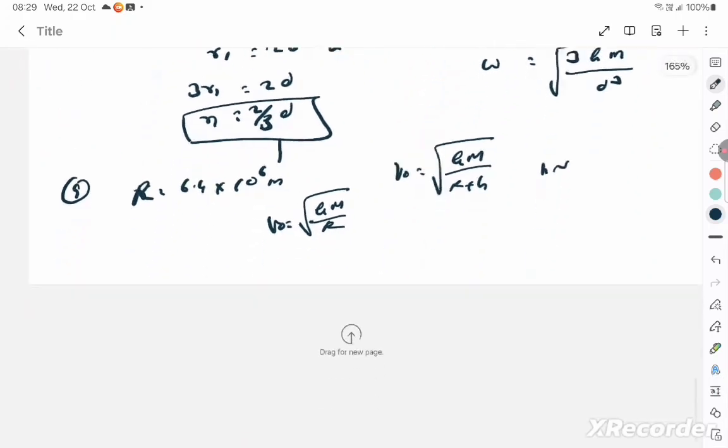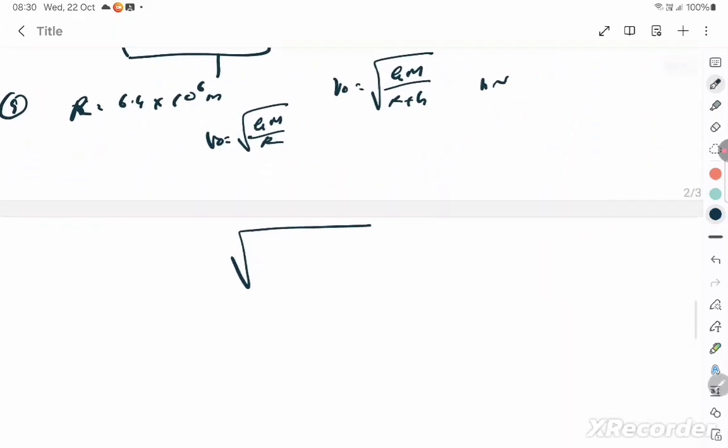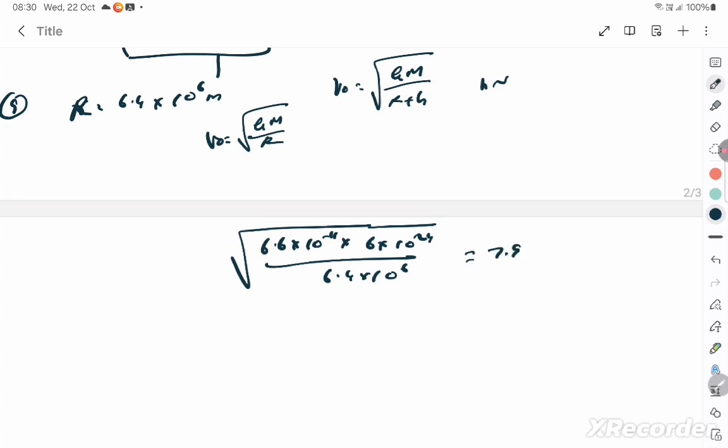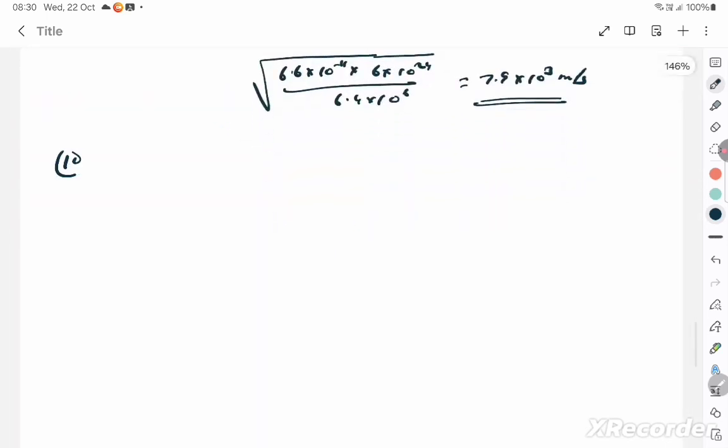You can substitute those respective values, which is root of capital G is 6.6 into 10 to the power minus 11 into capital M is 6 into 10 to the power 24, which is the mass of the Earth, by R is 6.4 into 10 to the power 6 or 6 into 10 to the power 6, whatever you can remember. Hence the correct answer will be 7.9 into 10 to the power 3 meter per second. Okay, so that's the orbital velocity, and that calculation is also done. I hope you understood that question. So let's go to the next question.